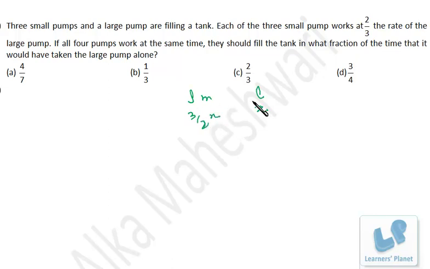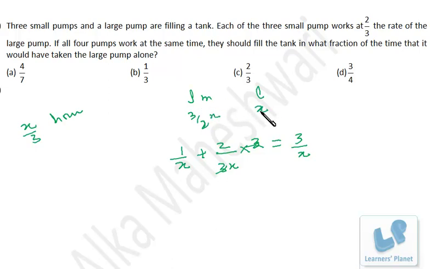Now if all of them are working together, in 1 hour the large pump will fill 1 upon X part of the tank, and each smaller pump will fill 2 by 3X part of the tank, and there are 3 pumps like this. So in all, 2 by 3X plus 2 by 3X plus 2 by 3X. So this is the situation. So in 1 hour 3 by X part of the tank will be completed. That means it would take X by 3 hours if all of them are working together.